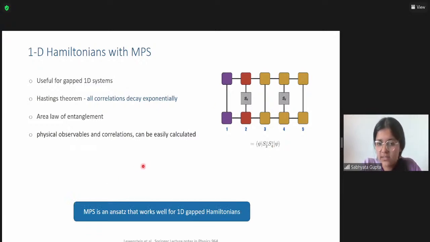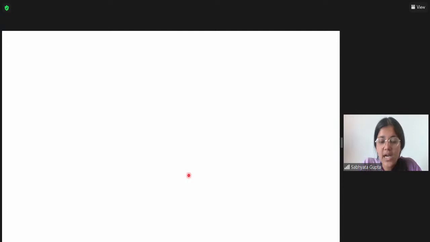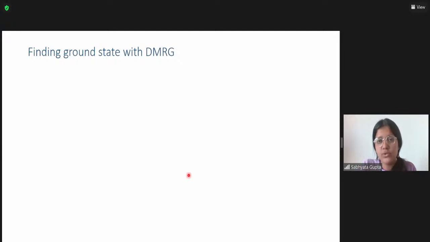MPS basically is an ansatz, and we can use it to work with 1D gapped Hamiltonians and calculate various observables, etc. After we have done the representation part, now the challenge is to find which state is actually the ground state, because an MPS contains information about all the states of a system. For finding the ground state, we use a numerical method called density matrix renormalization group. There are several other numerical methods as well, which can be used to calculate the ground state properties, but this one is most effective for matrix product states.